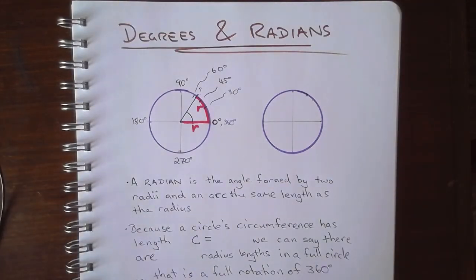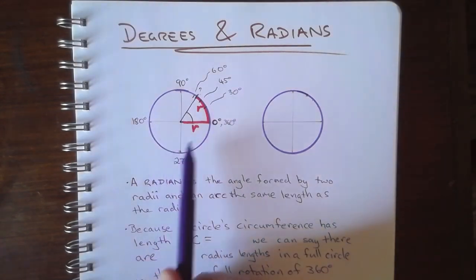Degrees and radians are just different ways of measuring angles. In this video, I'm going to tell you a little bit about what radians are and where they come from. And then later in the video, we'll look at how to convert between the two different types of measurements.